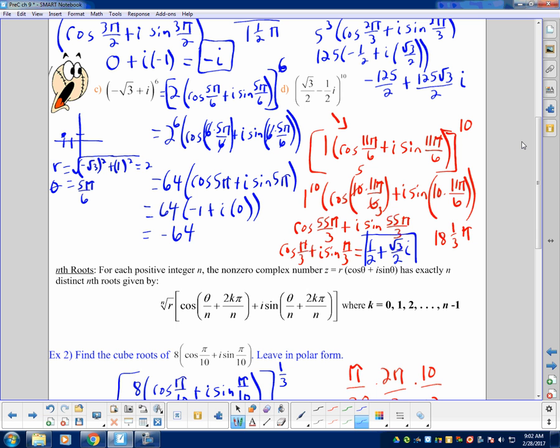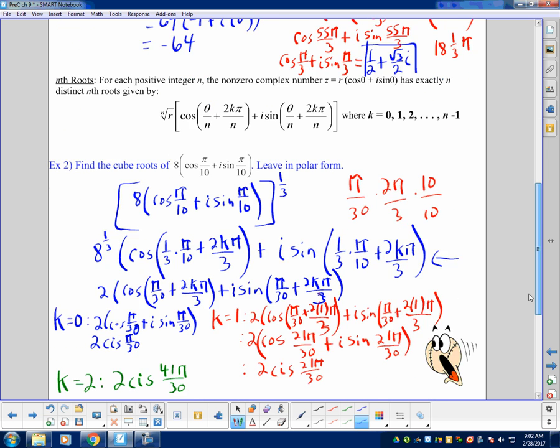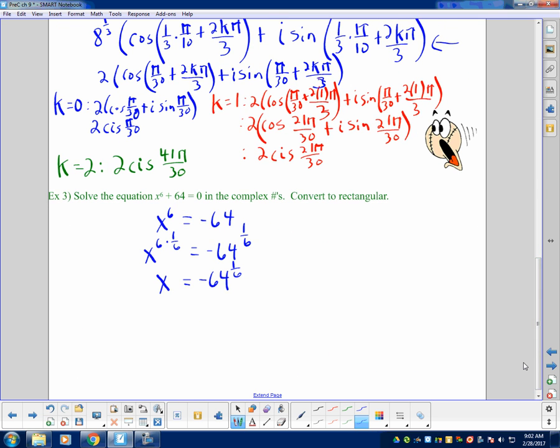So yes, we could graph this point, and as a matter of fact, let's just draw a graph here. Negative 64 would be way out here, right? There it is. Graphed it. That makes life a lot easier. What is R based on that graph? Okay, theta is pi, yes. What's R? 64. So R is 64. Good. I like the picture method.